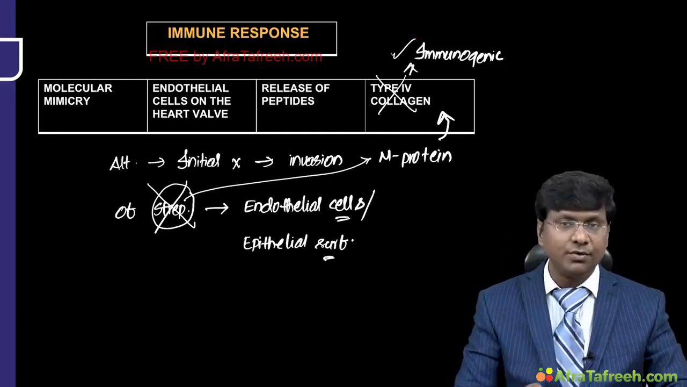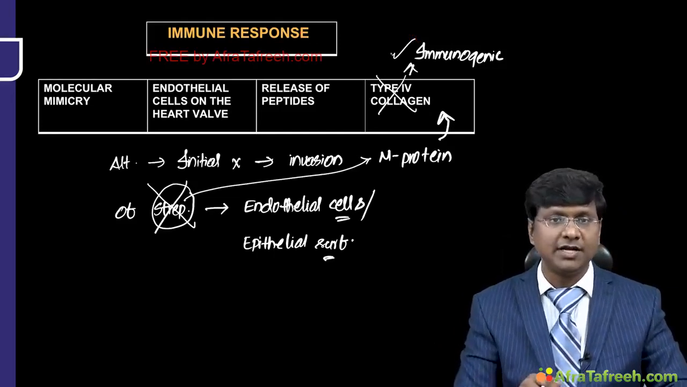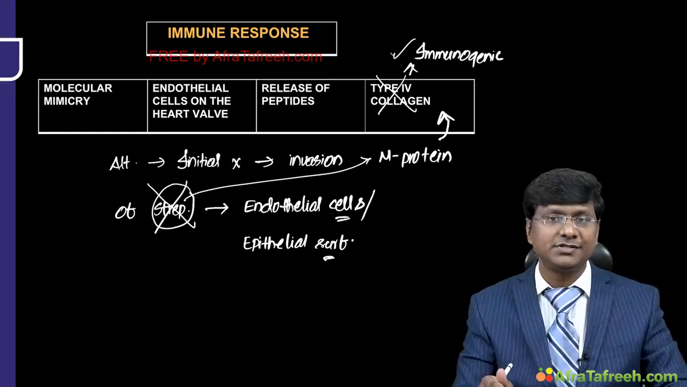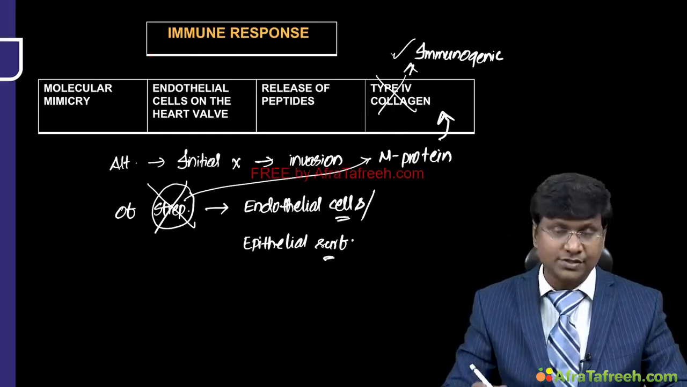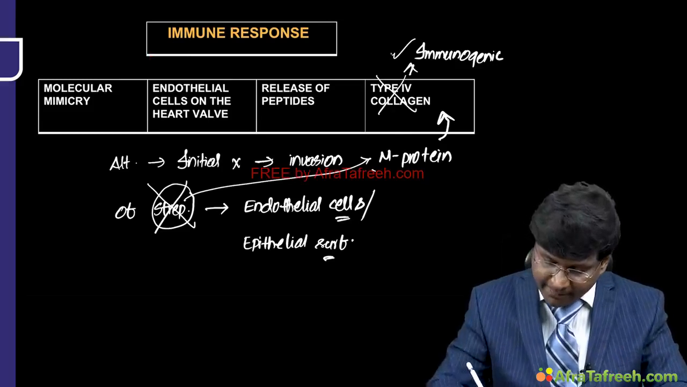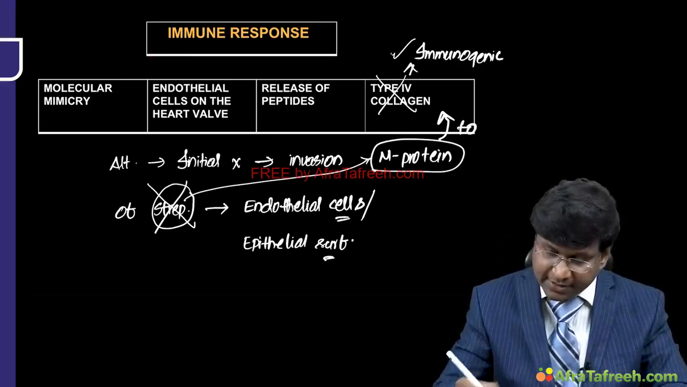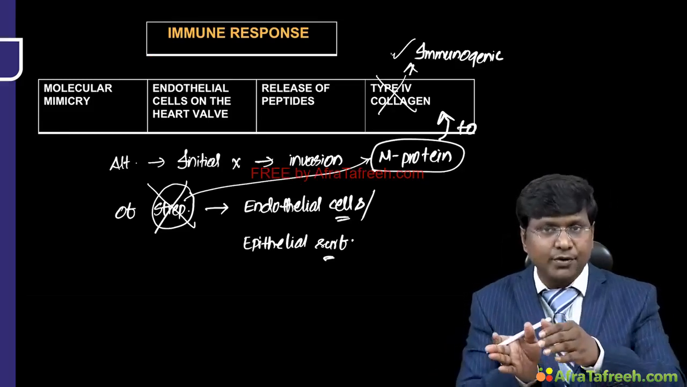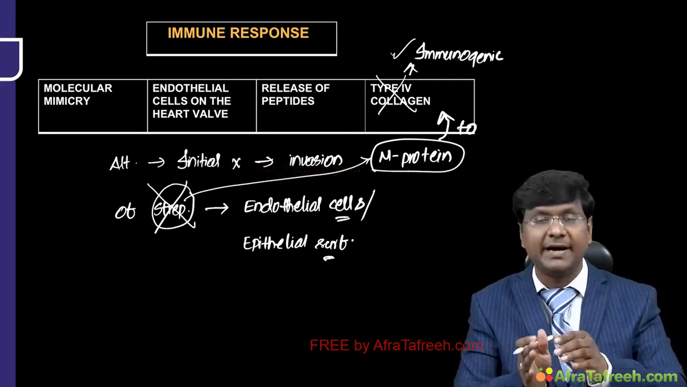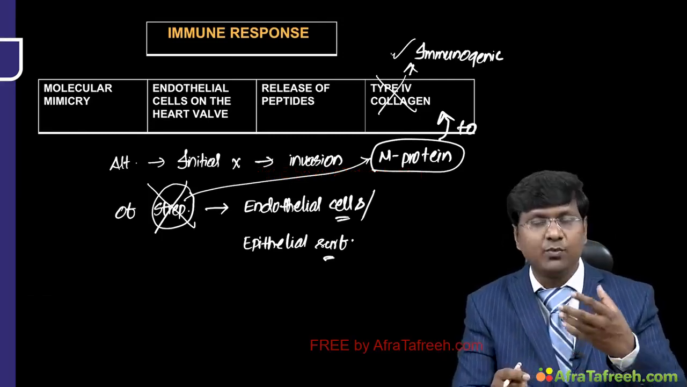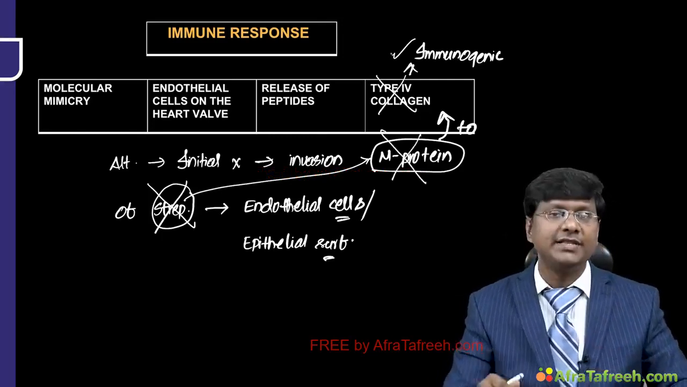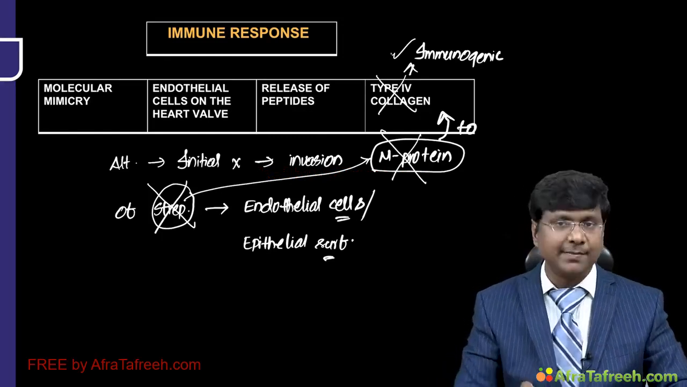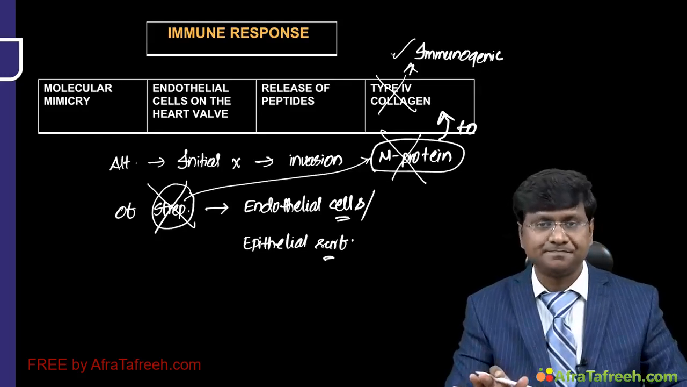Okay, so this is about the immune response. One is molecular mimicry, and the alternative hypothesis is the streptococcus directly invading the epithelial surface, and thereby the M protein binding to the type 4 collagen. That means the M protein of the streptococcus will bind to the type 4 collagen, and once the immune system is activated, it destroys this M protein along with the type 4 collagen. Okay, so this is about your immune response.